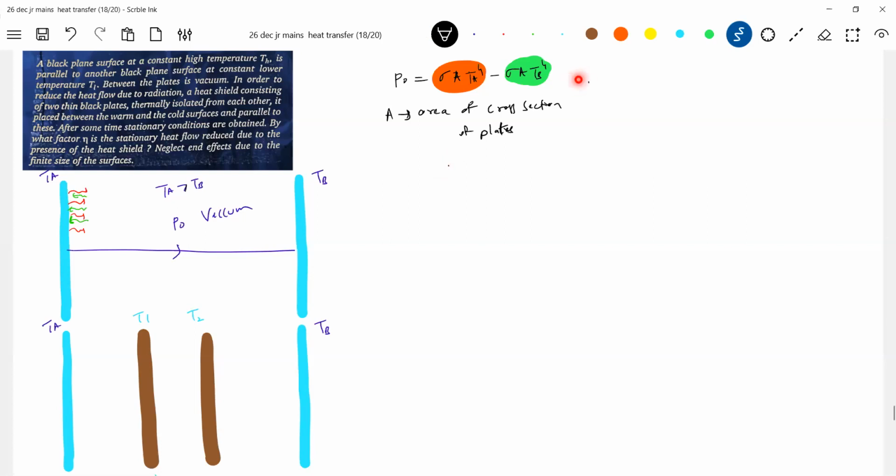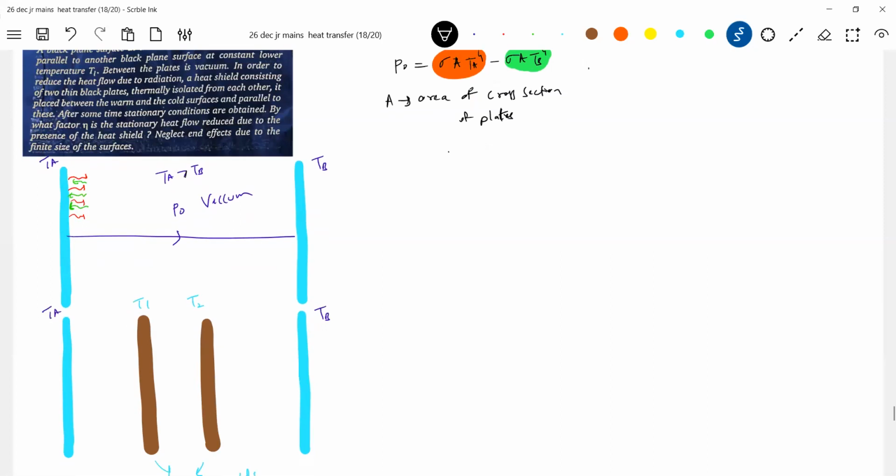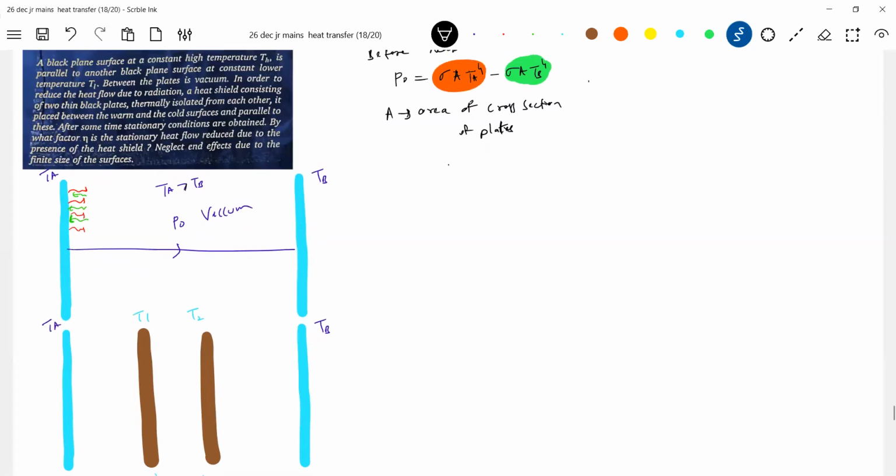All this discussion was before the heat shields. Now, after the introduction of heat shields, after the heat shields are introduced, what will happen to the power? Okay, I'm going directly. So what happened?